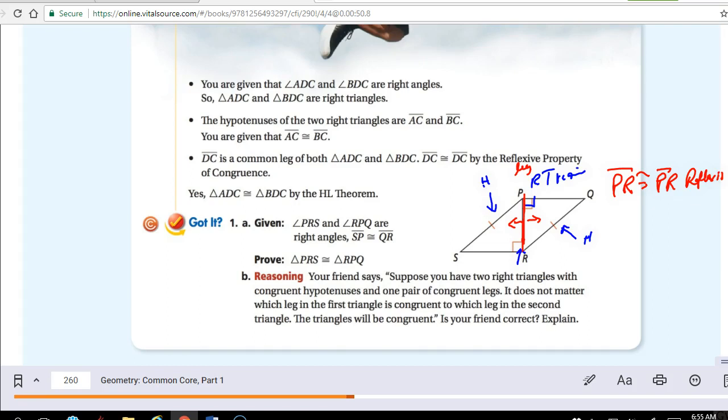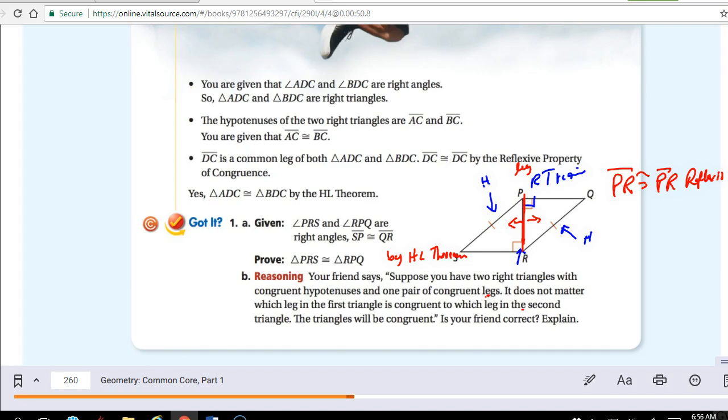So these two triangles really are congruent to each other by, again, the hypotenuse leg theorem, just like the example was. Okay. Now it says, your friend says, suppose you have two right triangles with congruent hypotenuses and one pair of congruent legs. It does not matter which leg in the first triangle is congruent to which leg in the second triangle. The triangles will be congruent.